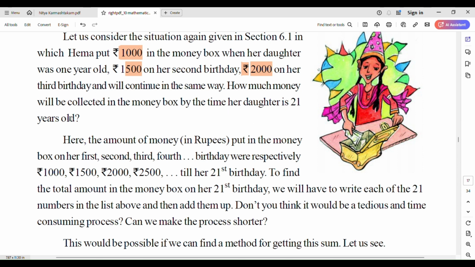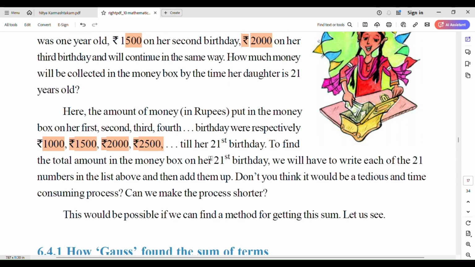That's the question. We know that this is an arithmetic series because it starts with 1000 and the common difference is 500. Every year she is adding 500 rupees extra, correct? So until the 21st year, how do you do it? One way is you write this series up to 21 terms and then add all of them. So that's the way we can do it normally.